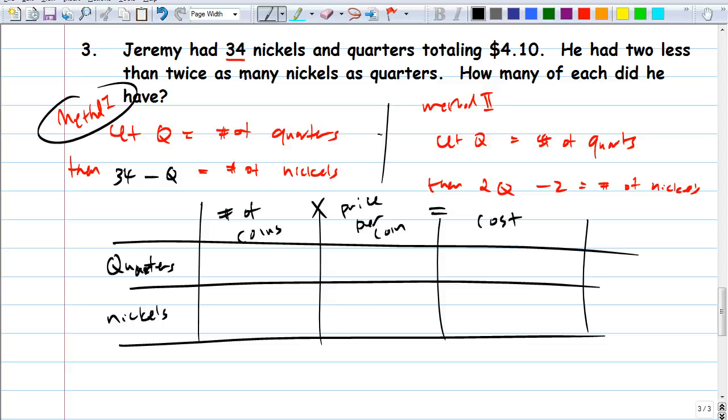Royce, what should I put down for the number of quarters in this box right here? Q, that's what we said. Q is going to be the number of quarters you have. What about for the number of nickels then? How about Joseph? Take a look at what we did here. Didn't we say let Q be the number of quarters? And since there are 34 coins altogether, and there are only 2 types of coins, quarters or nickels, how many nickels do we have?